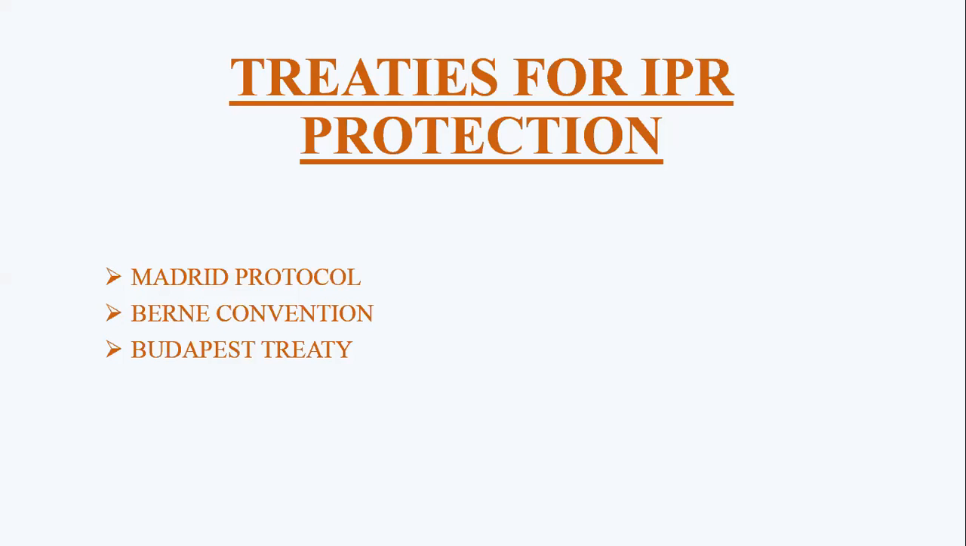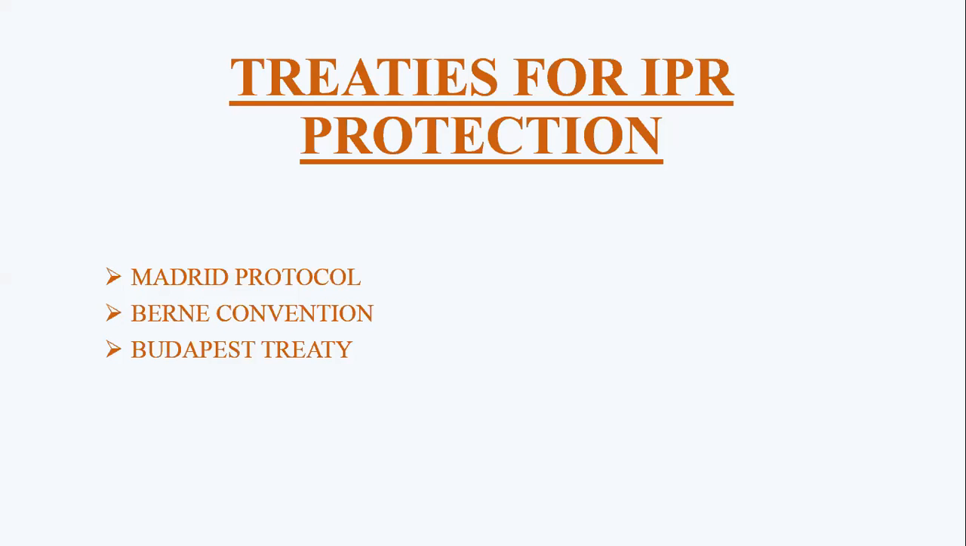So when we are looking to protect our trademark or our literature created by a number of authors, how will we protect it throughout the world, throughout the major countries of the world? Is it possible? Yes, it's possible because of these treaties. Mainly, there are three treaties. First is the Madrid Protocol or Madrid Treaty. Second is the Bernese Convention, and third is the Budapest Treaty.